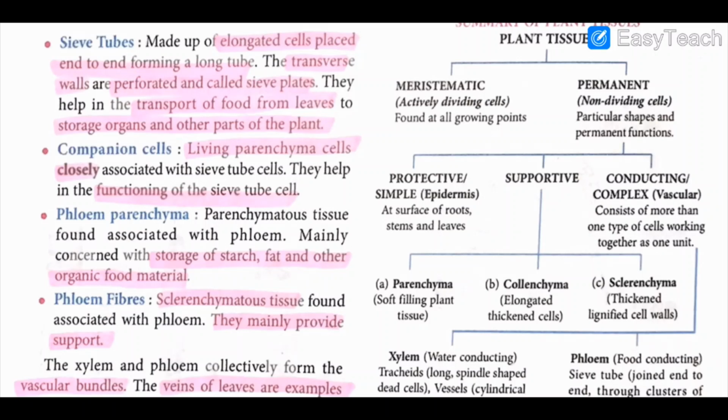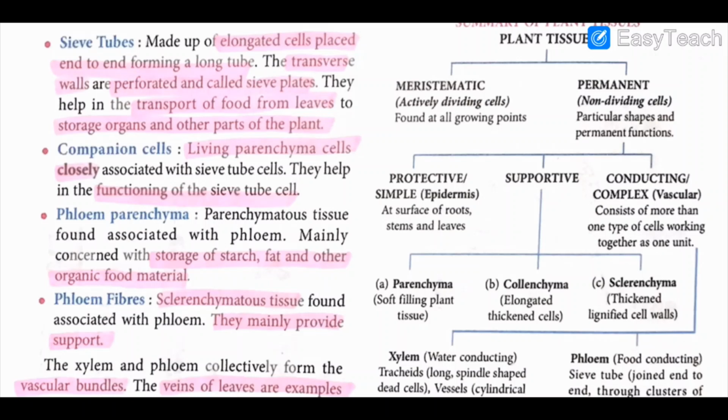Second one is companion cells. They are living parenchyma cells closely associated with sieve tube cells. They help in the functioning of the sieve tube cell. Then the phloem parenchyma is again the living part of the cell. They are concerned with the storage of starch, fat, and other organic food material. And phloem fibers are sclerenchyma tissues found associated with phloem, and they mainly provide support. Now, why do they mainly provide support only? Just because they're highly lignified cells again. So they can provide the support that it has.